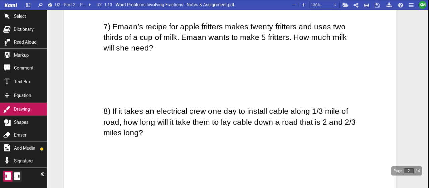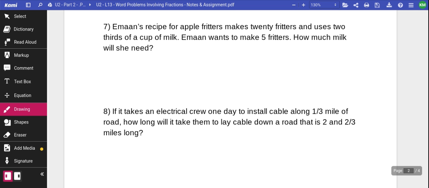Iman's recipe for apple fritters. I've never made an apple fritter, but maybe it's something on my bucket list I should do. It makes 20 fritters and uses 2/3 of a cup of milk. Iman wants to make 5 fritters. How much milk will she need?